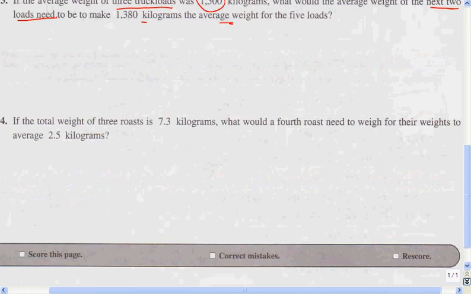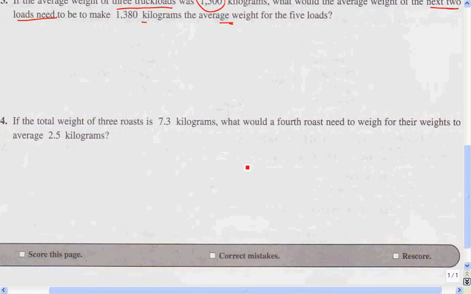Okay, and finally here it says, if the total weight of 3 roasts is 7.3 kilograms, what would a 4th roast need to weigh for their weights to average 2.5 kilograms? So we want their weights to average 2.5 kilograms. Now you've got to be careful here, because here it's not talking about average. It's not saying that the average weight for the 3 roasts is 7.3 kilograms. It's telling you that the total weight is 7.3 kilograms. In other words, they've already added it for you. You don't have to do the adding because they've already added it for you.